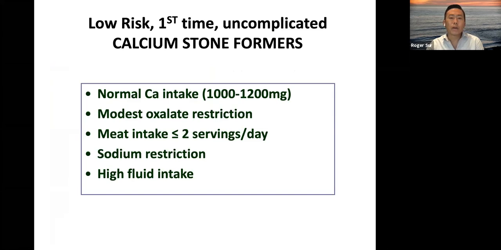So if you're not going to do a 24-hour urine test, let's say they have no real risk factors, they're just a first-time stone former, they don't want to do a 24-hour urine test, what do you tell them? What do you do? Well, you can do some basic things. Number one, tell them to have normal calcium intake.